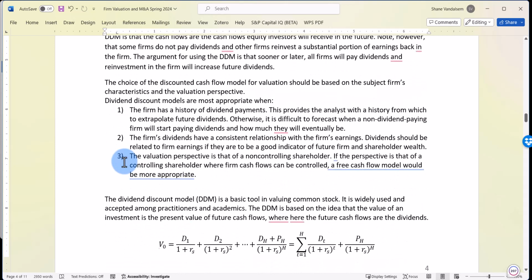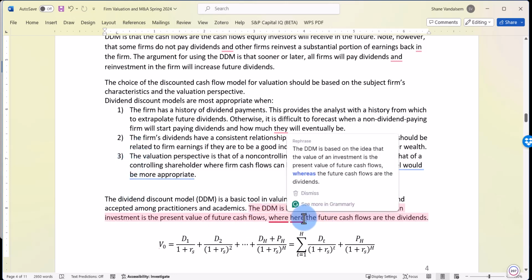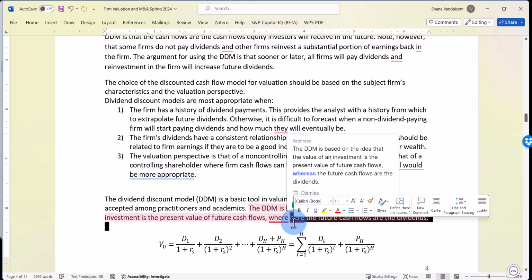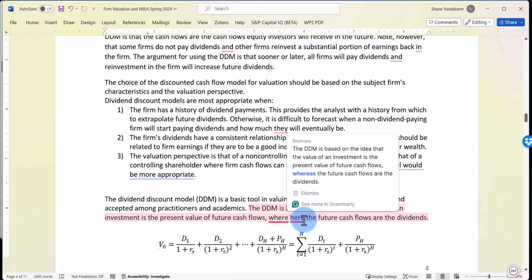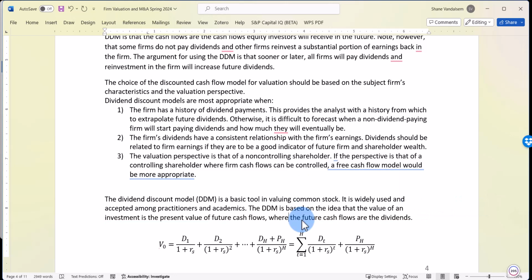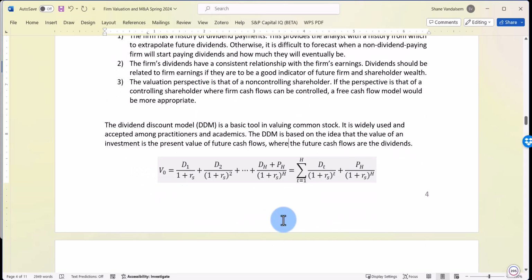The dividend discount model, or DDM, is a basic tool in valuing stock. It is widely used and accepted among practitioners and academics. The DDM is based on the idea that the value of an investment is the present value of its future cash flows. And I apologize, it should say where the future cash flows are the dividends. There we go. And then I've got an equation down here.